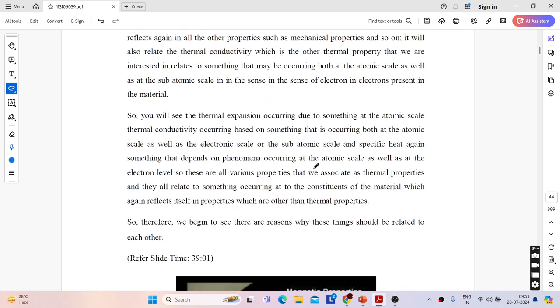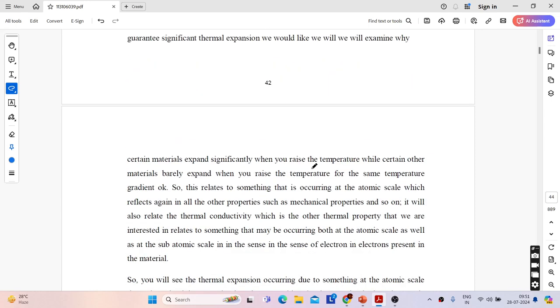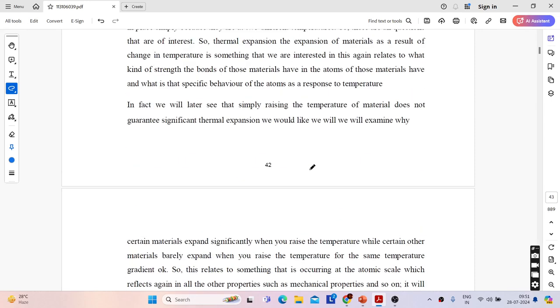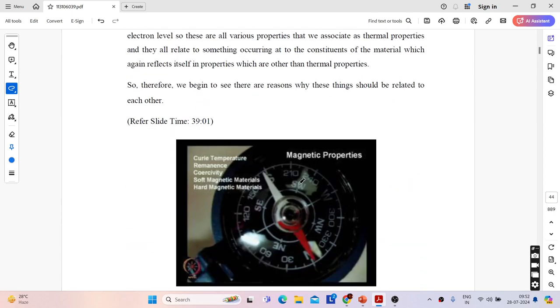So mainly that we will discuss in the next session separately, what is thermal expansion or shrinkage. Now let us see the magnetic property. Magnetic property, mainly in the last section of this course we are dealing with the magnetic properties.